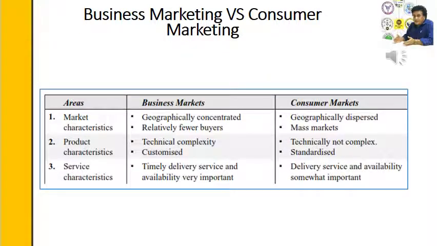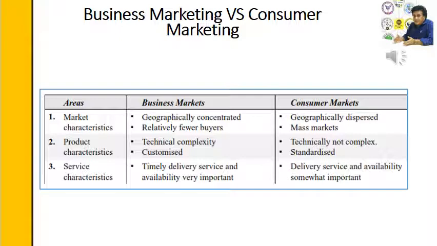Before we proceed to discuss the promotion programs in B2B marketing, just a quick recap of consumer marketing versus business marketing. If you talk about the business markets, the customers are generally geographically concentrated. For example, if you go to Western UP and parts of Punjab, you will find several steel plants which use scrap steel. Business markets have relatively fewer buyers as compared to consumer markets. Consumer markets are geographically dispersed and they are mass markets.